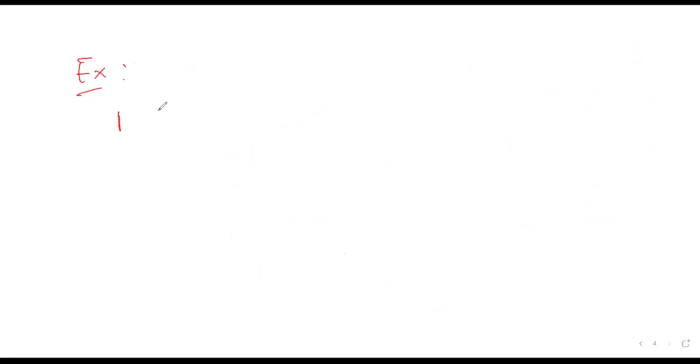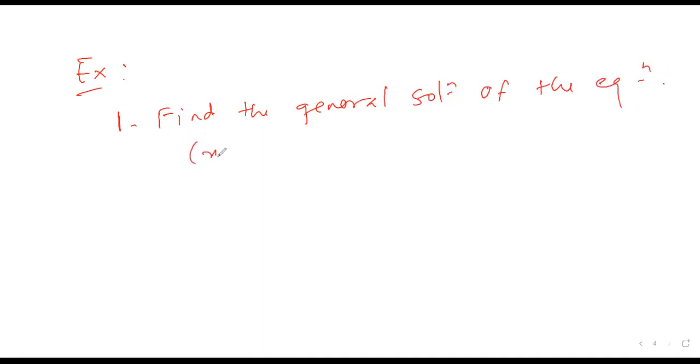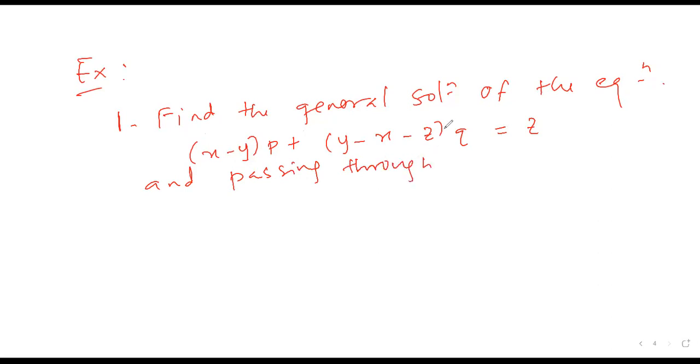So the exercises are, please write down. First one, find the general solution of the equation (x minus y)p plus (y minus x minus z)q is equal to z, and passing through the circle z is equal to 1 and x square plus y square is equal to 1. So this is one of the questions.